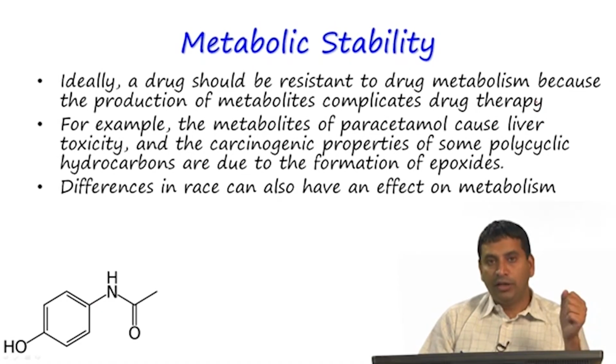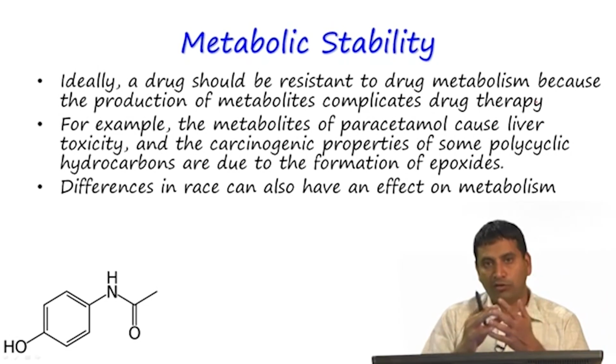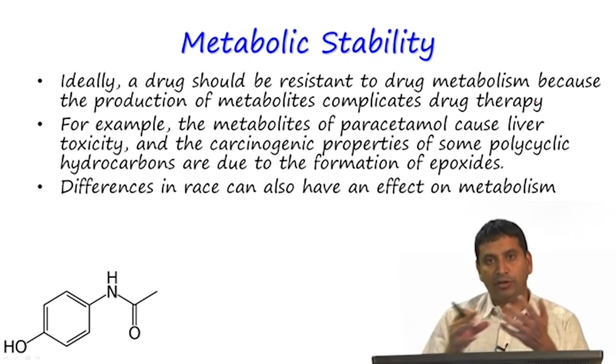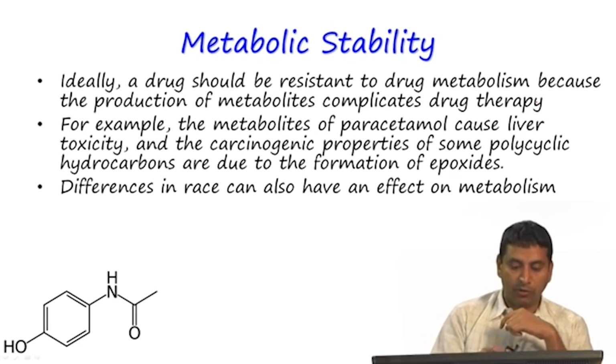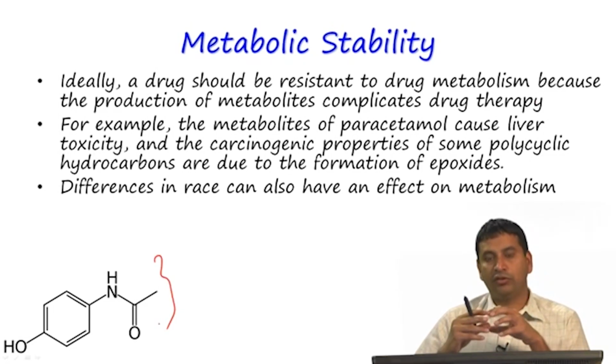Lastly, we want to discuss metabolic stability, where ideally a drug that we are going to develop should be resistant to drug metabolism, because the production of metabolites usually complicates drug therapy. So, you have a lot of side effects associated with this. An example wherein a metabolite is going to be problematic is paracetamol, which is very commonly consumed. What happens with paracetamol is that it forms a metabolite which is actually quite toxic, and it can also have carcinogenic properties.